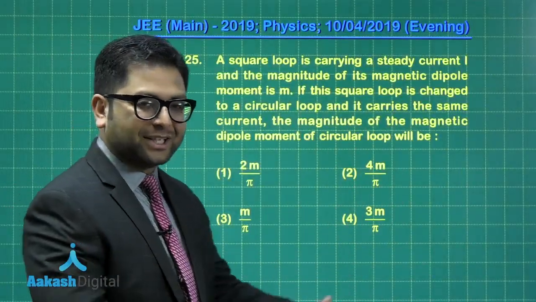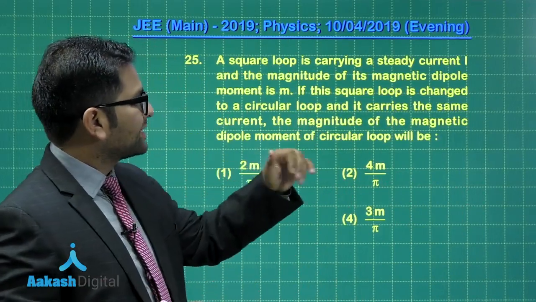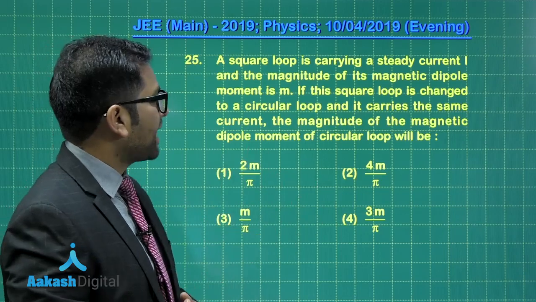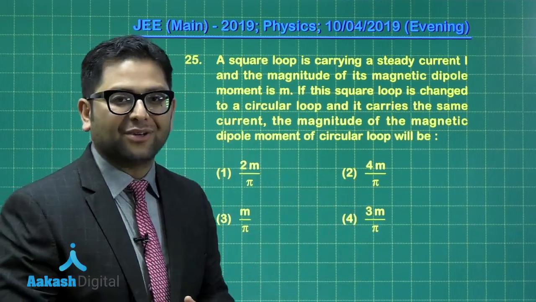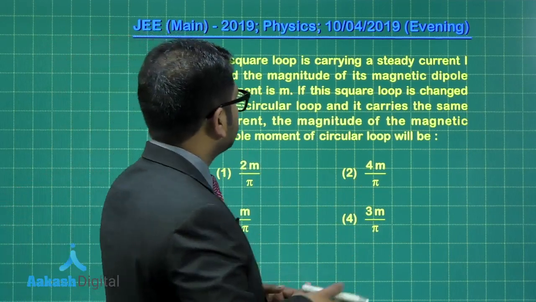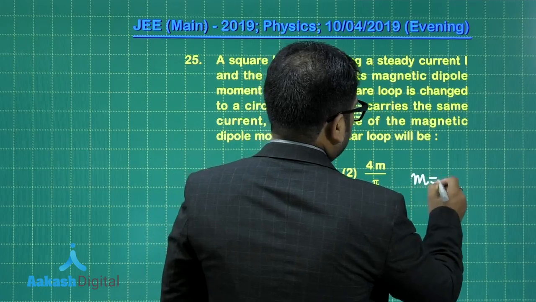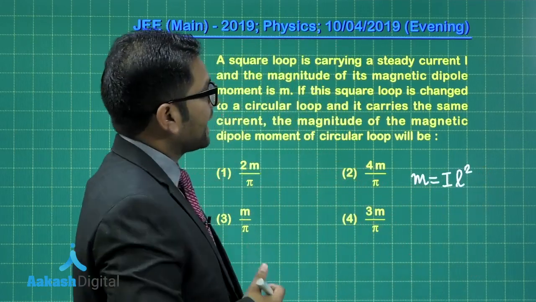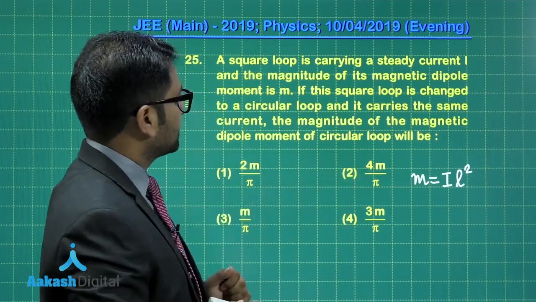Another from magnetism. Now things are going back to back. It says a square loop is carrying a steady current I, and the magnitude of its magnetic dipole moment. Yes, we know every current carrying loop behaves as a magnetic dipole. So there I'll be getting M equals I multiplied by L square, where L is the side of the square. The first sentence helps me generate the first equation.